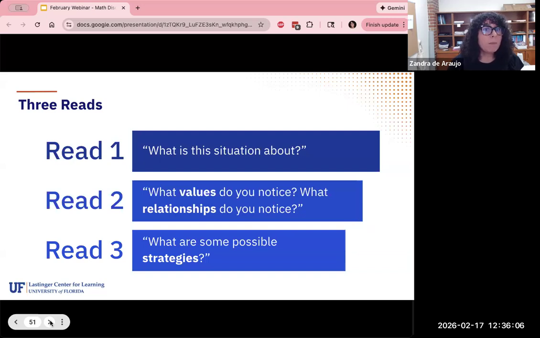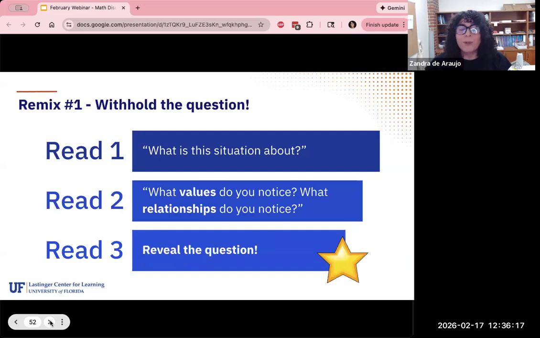We're going to remix it a couple of different ways, because students get into this same process too many times and they get bored with it. I get bored with it. So we're going to remix it a couple different ways. Remix number 1. You can still do 3 reads. You can also just do 1 read if you'd like, but you present the task and you withhold the question.